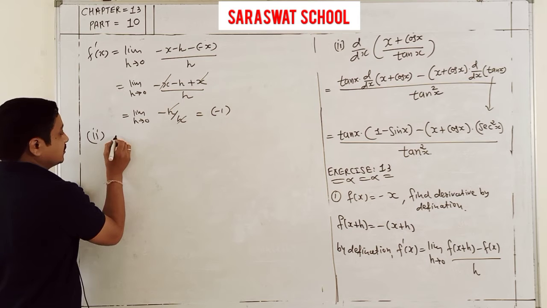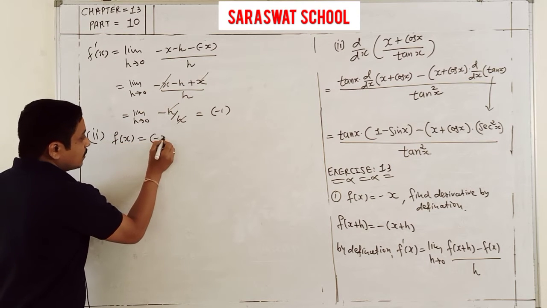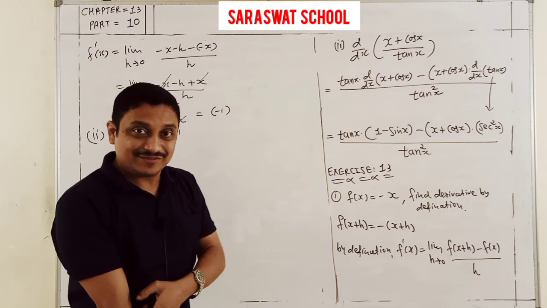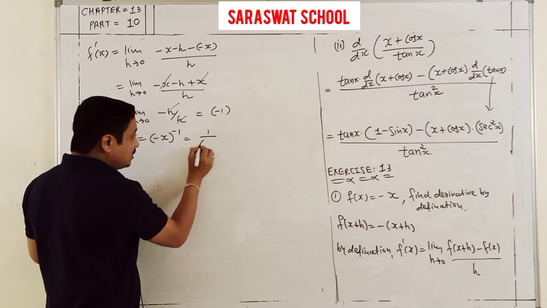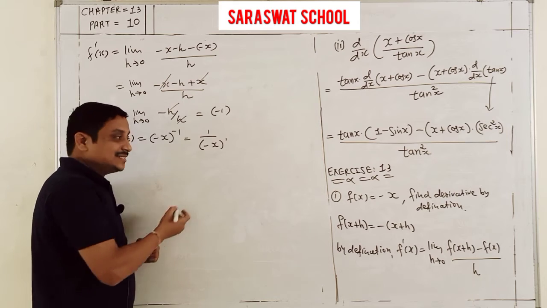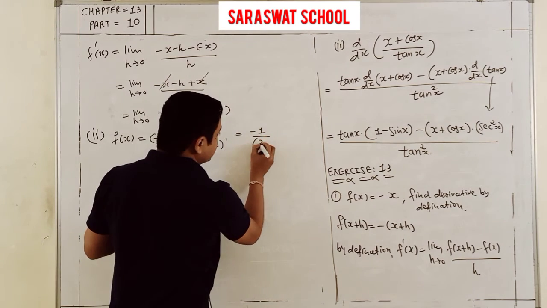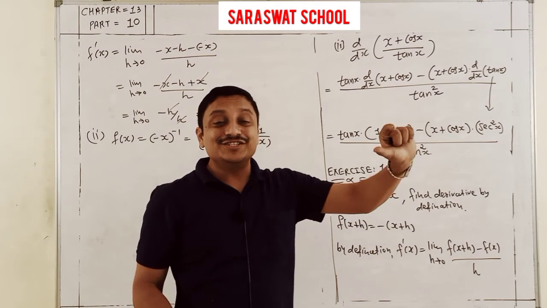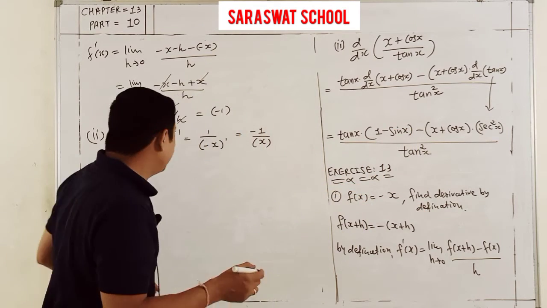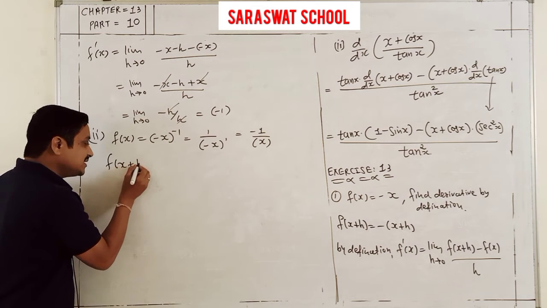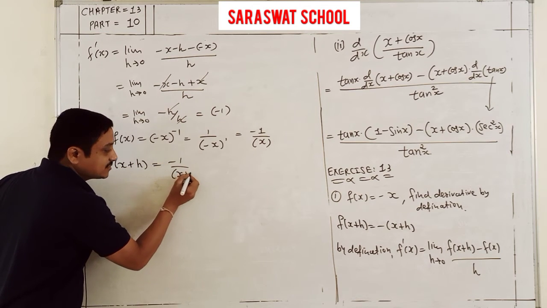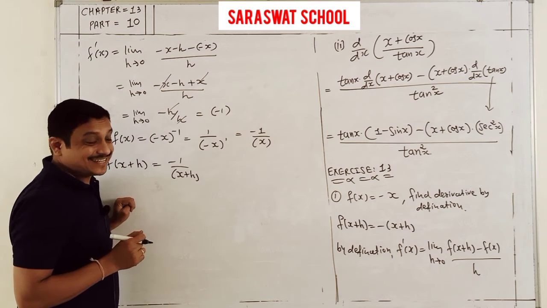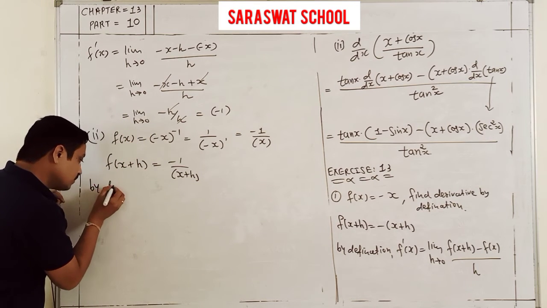Question 1, second one: minus x raised to minus 1. Very easy, I just arrange 1 below minus x, which is minus 1 by x. Now I will continue with our derivative formula from the basic definition. You will write down x plus h.